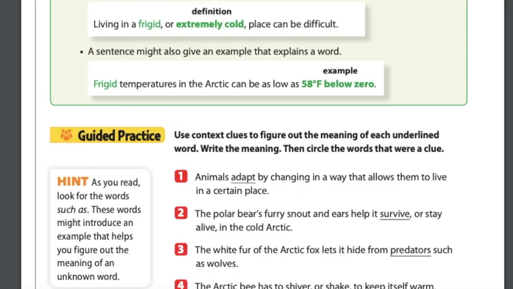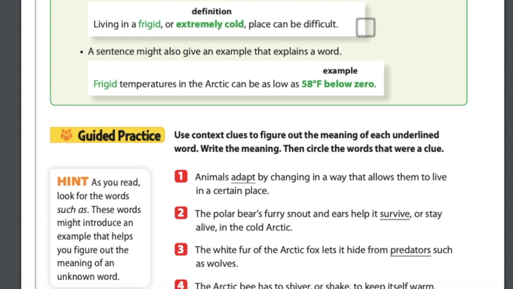Okay, now before we get started in your language handbook on page 494, I wanted to look at some other examples that might help explain what we're doing. So when you're using context clues, one way is looking at the definition and seeing if that's somewhere in the sentence. Sometimes a sentence includes a definition of the word.